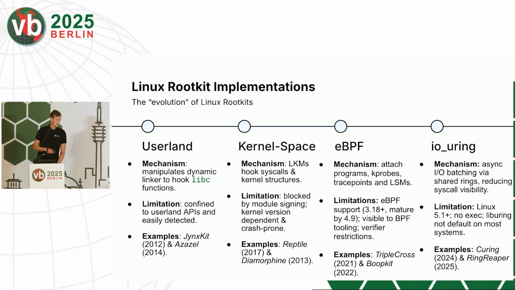But it also has its limitations. It's only available from Linux 5.1+, and there is no real way to mimic the execution syscall. So you can mostly do read-write and network connectivity. And the liburing package, which is needed for this rootkit, is also not available by default. So setting it up is also rather noisy.